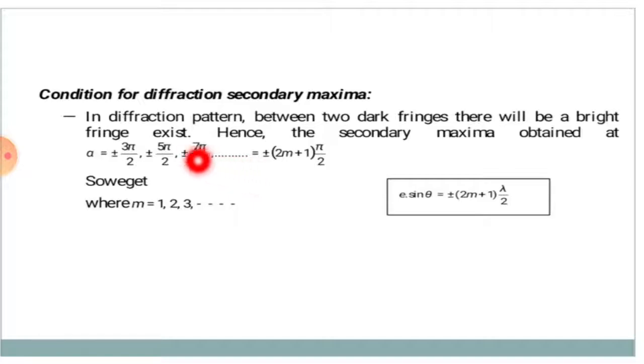So here the condition for diffraction secondary maxima is that the path difference between the waves diffracted from a single slit is an odd multiple of half wavelength. We will get secondary maxima in the diffraction pattern. Next.